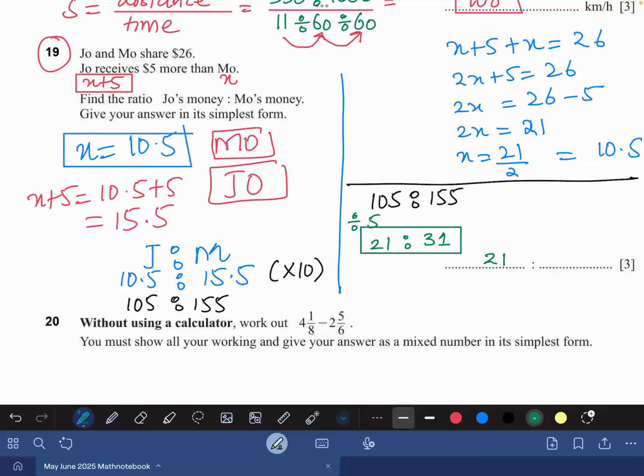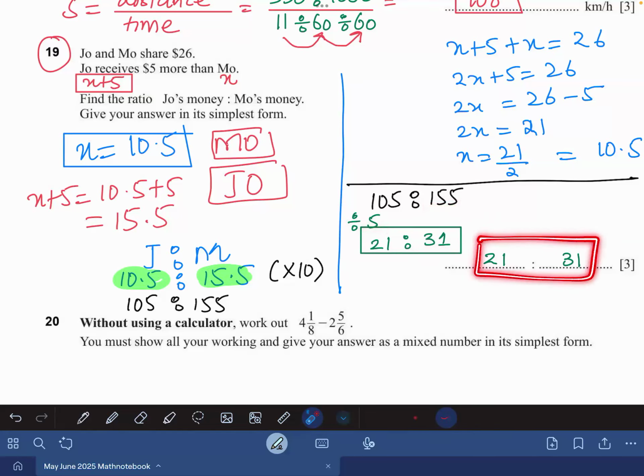So 21 and 31. How did I get this? First, we found their shares, 10.5 and 15.5. Then I multiplied with 10 to remove the decimal, so it became 105 and 155. They are both divisible by 5, so I divided by 5. 105 divided by 5 is 21, and 155 divided by 5 is 31. It cannot be simplified further because 31 is a prime number. Agree?